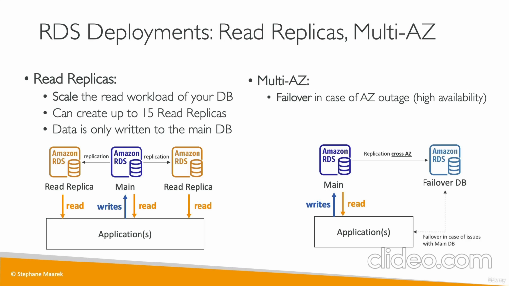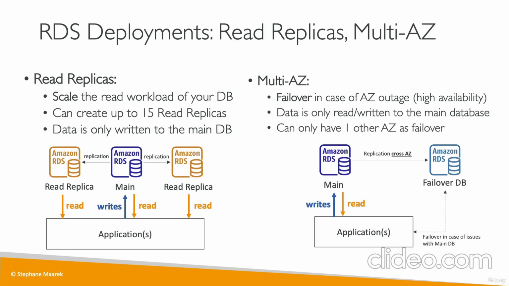Now, in case the main RDS database crashes for whatever reason, maybe because there's an issue with it, or because the AZ is having problems, then RDS will trigger a failover, and your application will fail over to the failover database in a different AZ. In this case, data is only read and written to the main database. The failover DB is passive. It's not accessible until there is an issue with the main database. And you can only have one other availability zone as a failover AZ.